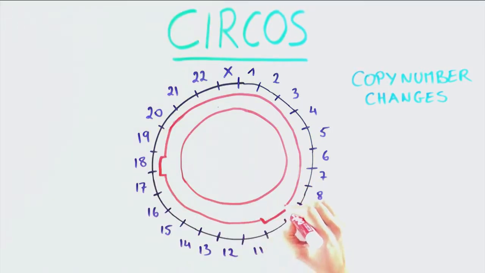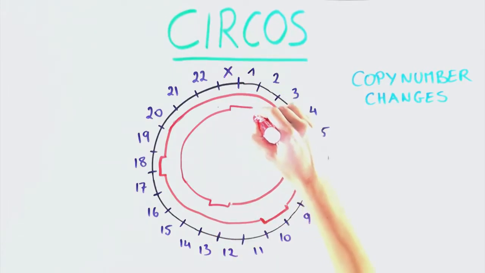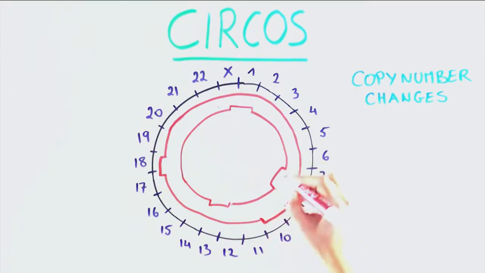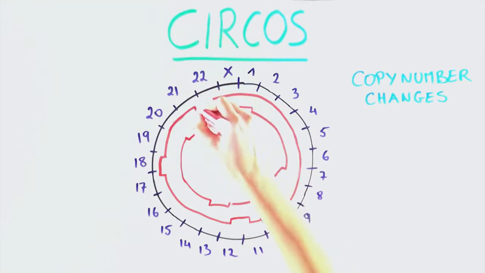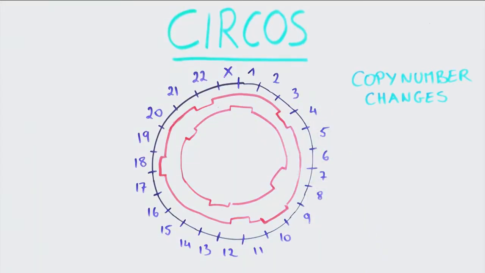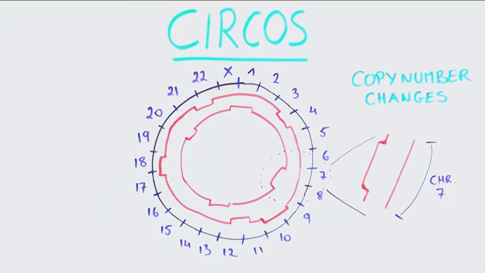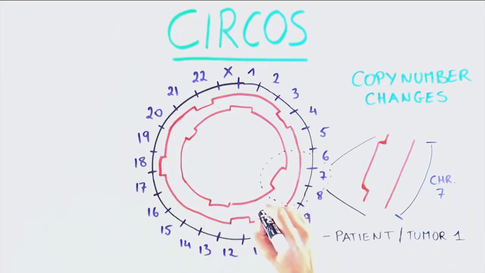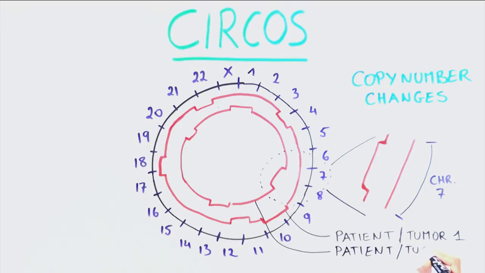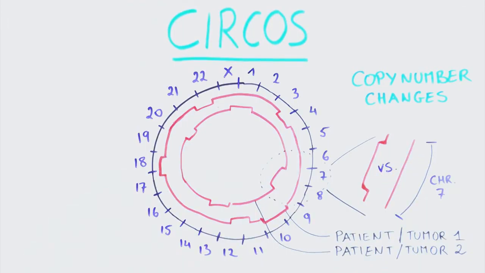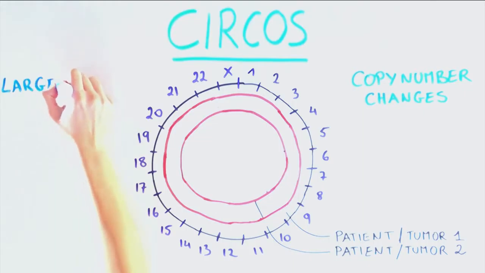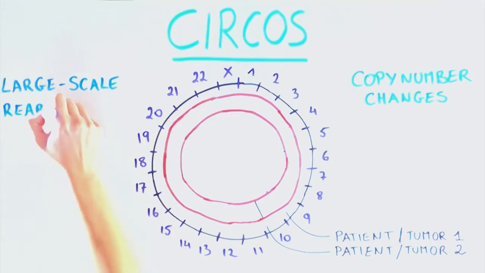If a gene has duplicated, the line for that sample will move outward. If a copy of the gene was lost, it will move inward. From here, it's also easy to zoom in and look at a particular region in more detail. As you can see, it's easy to compare copy number changes between tumor samples. We can also build upon this to include other types of genomic changes, like translocations, across the entire genome.